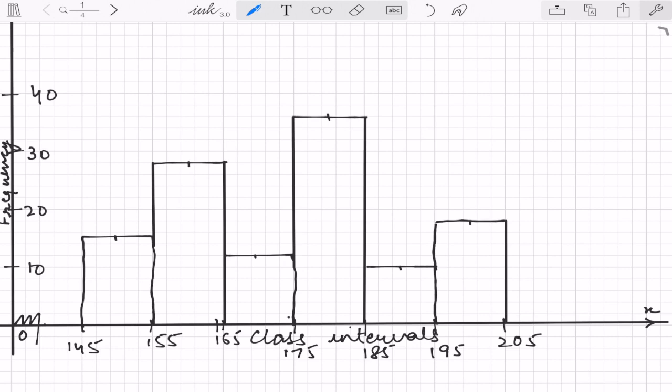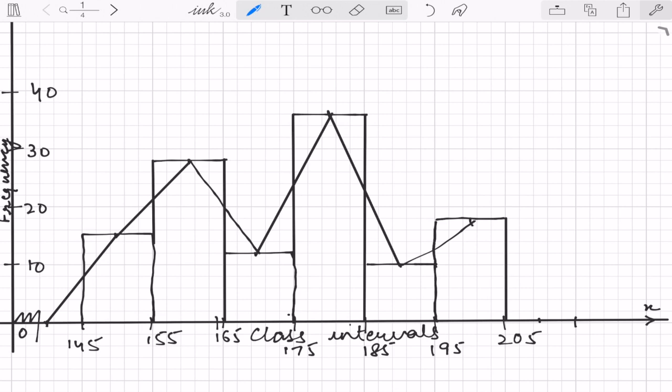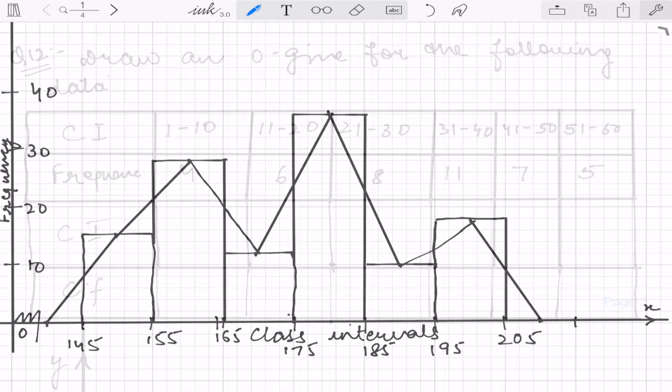So we'll take the middle value of the block. Now we will join all these points with the help of a scale. You need to use a scale to join all these points, and it ends also on the x-axis. So this is our required histogram as well as frequency polygon.